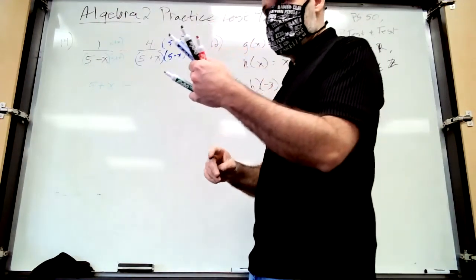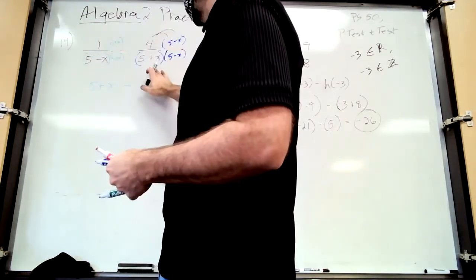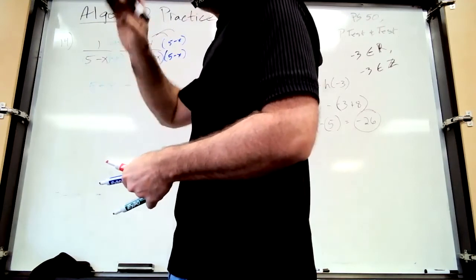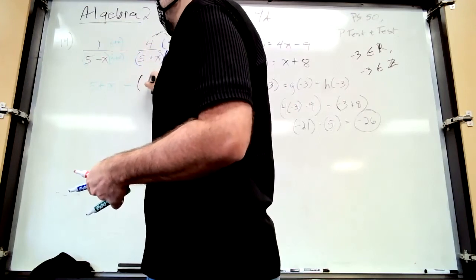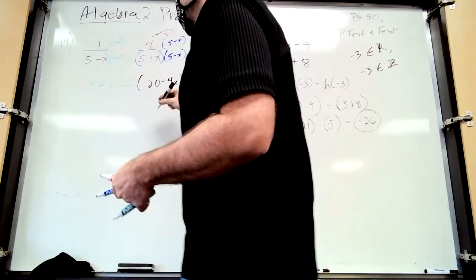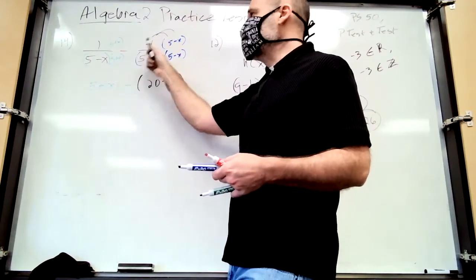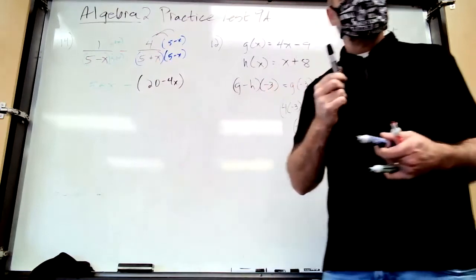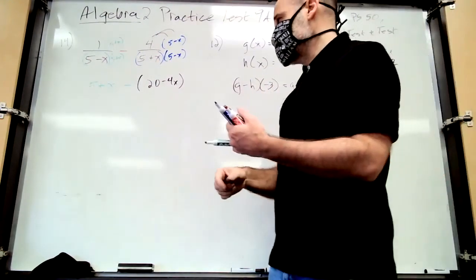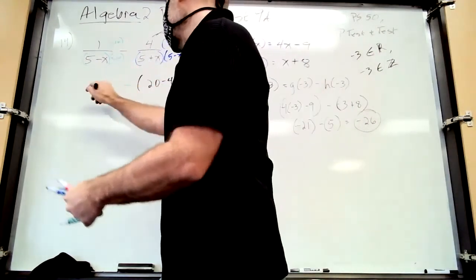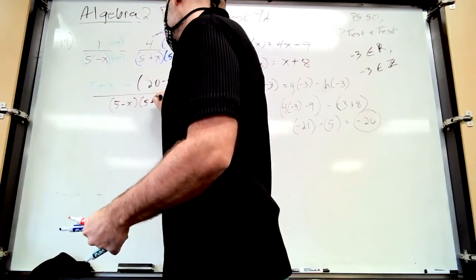Did you just FOIL that out? Yeah, well, you distribute it. FOIL is the bottom. We can leave that. You don't have to FOIL it out. So this is minus parenthesis 20 minus 4x, because you're subtracting the whole numerator, so you need parentheses. This was that little test that I gave you last week. So this is all over that same denominator, 5 minus x times 5 plus x.